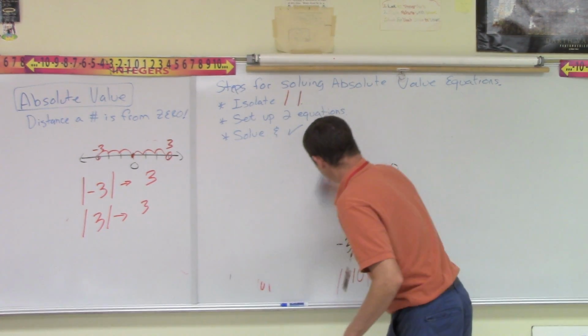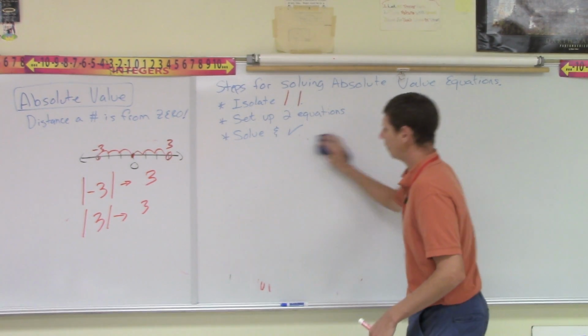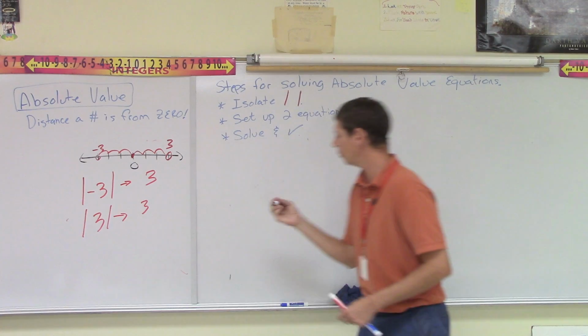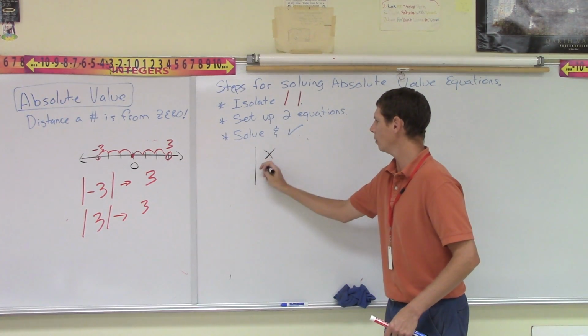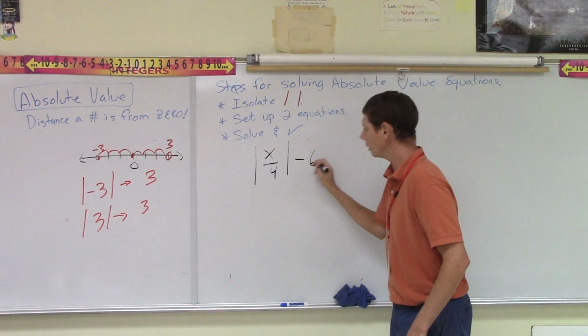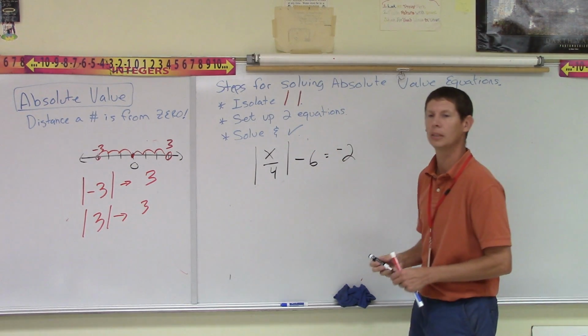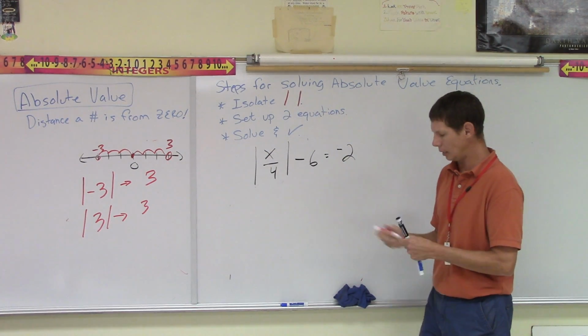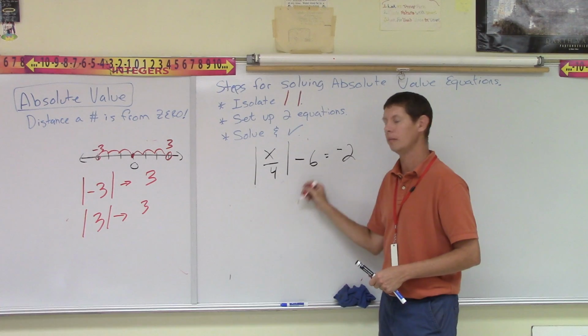Same situation. This time I'm going to include that first step where we have to isolate first of all. So if we have, say, the absolute value of x over 4, and I'm going to see what you guys have, minus 6 equals negative 2. Before we can set up our two equations, we need to isolate. We need to get the absolute value piece by itself.